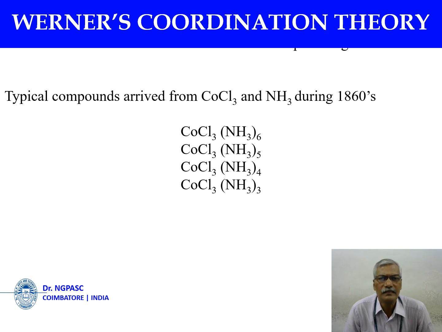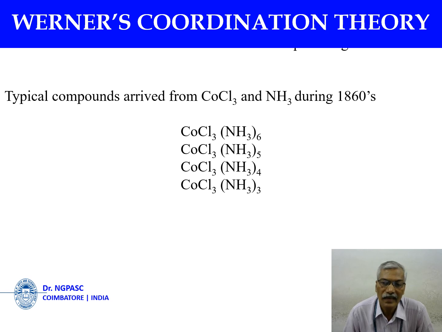Now, in 1860, what happened? Some typical compounds were prepared by some scientists. What is that? By combining cobalt chloride with ammonia. See, there are 4 compounds listed here. All have a formula that is a combination of cobalt chloride and ammonia. But in compound 1, there are 6 ammonia molecules present. In compound 2, 5 are present, in compound 3, 4 are present, and in compound 4, 3 are present. So these are the typical compounds that were prepared in the year 1860.